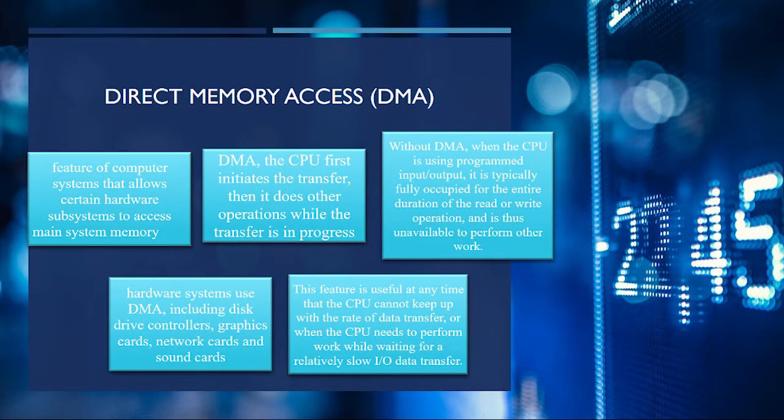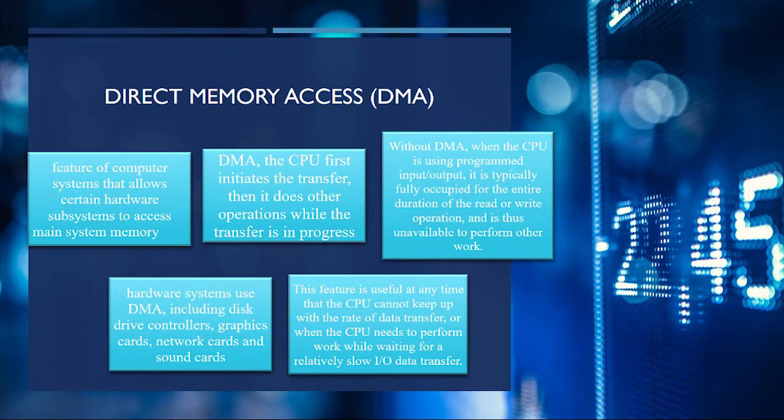Direct Memory Access (DMA) is a feature of computer systems that allows certain hardware subsystems to access main system memory independent of the Central Processing Unit (CPU). Without DMA, when the CPU is using programmed input or output, it is typically fully occupied for the entire duration of the read or write operation and is thus unavailable to perform other work.